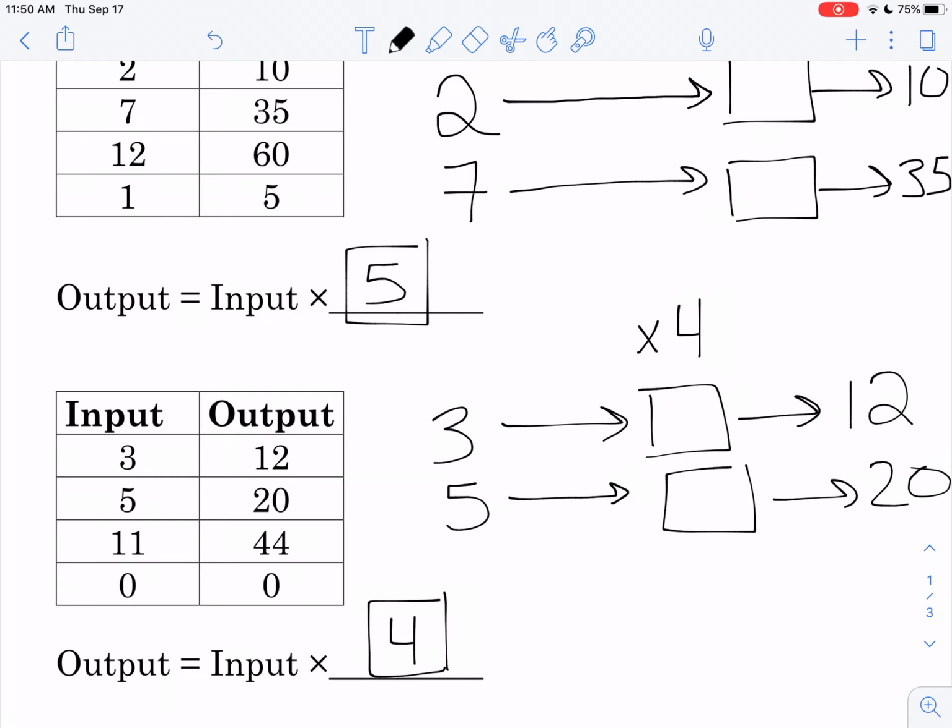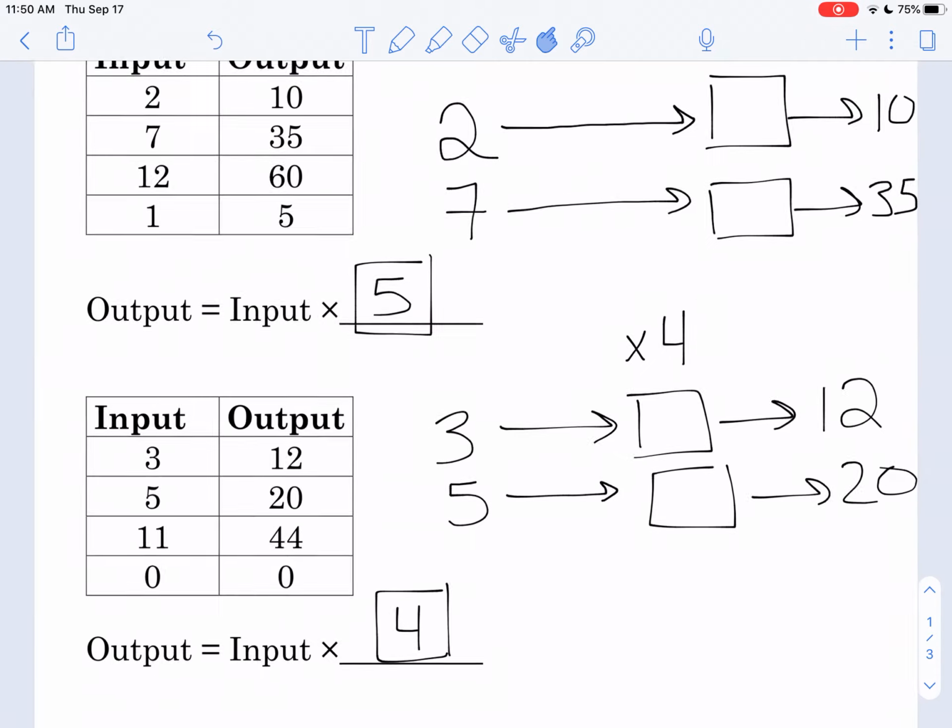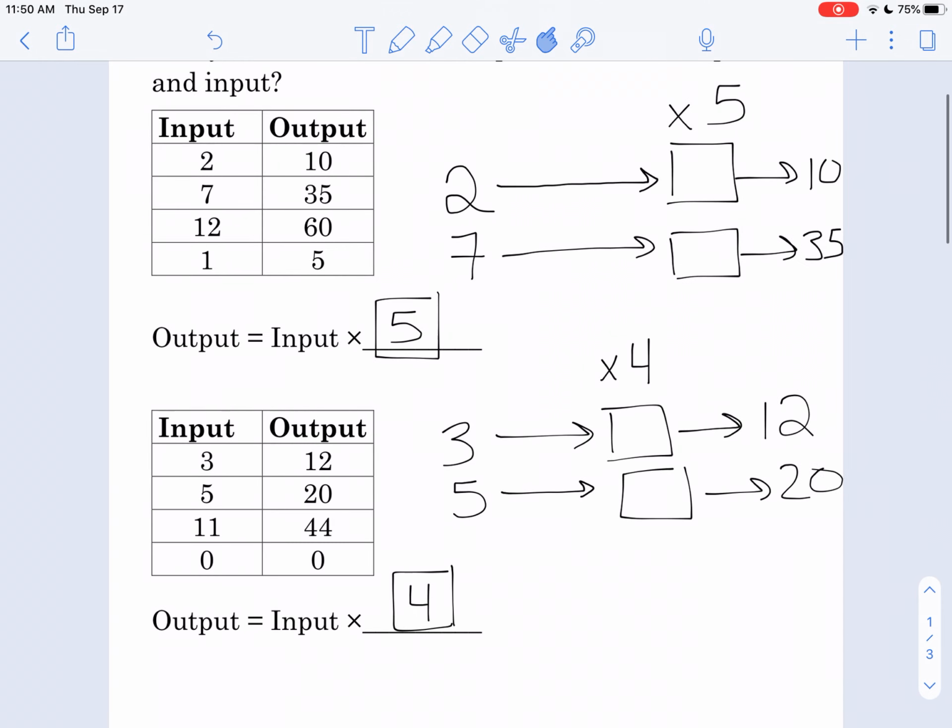Now, some of these values are easier than others to use in terms of figuring out the rule. So some of the points are better than others. So in the first table, what you'll notice is when there's only a multiplier, if you know that the input of 1 gives an output of 5, you know that the multiplier has to be 5.